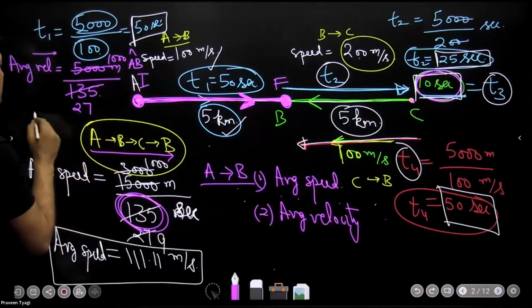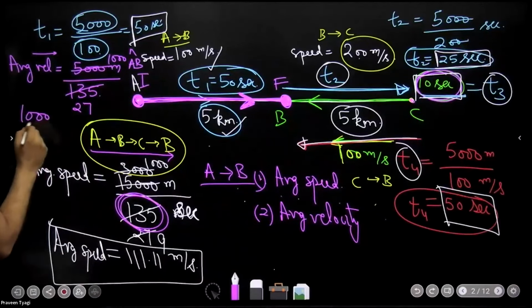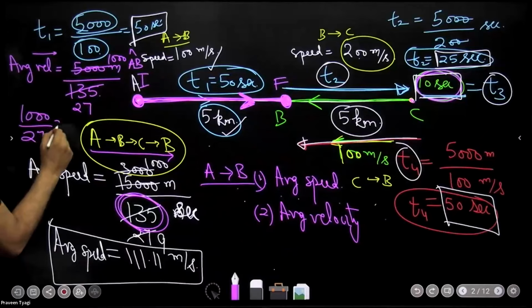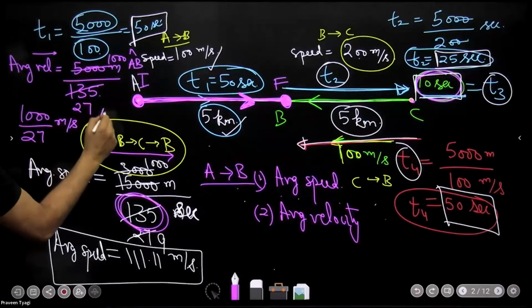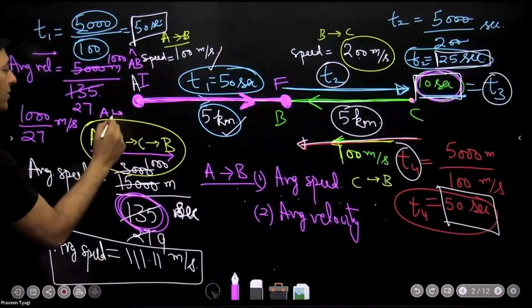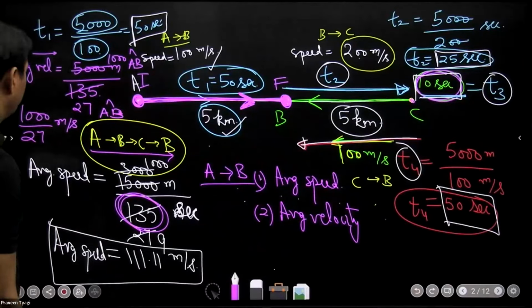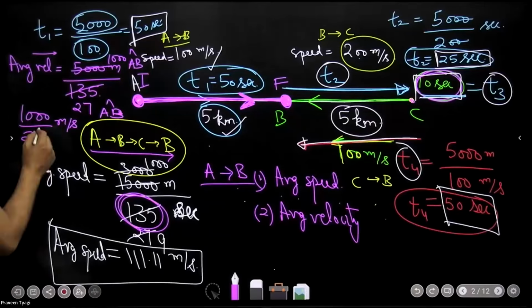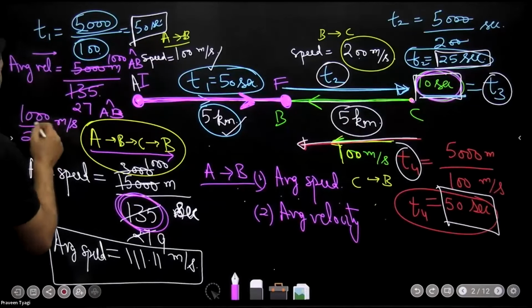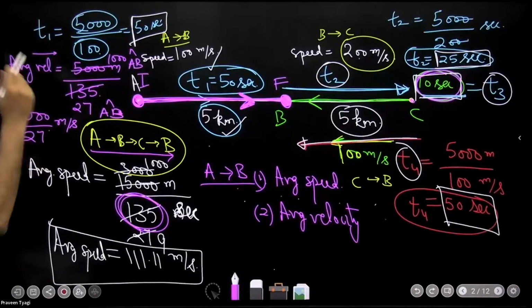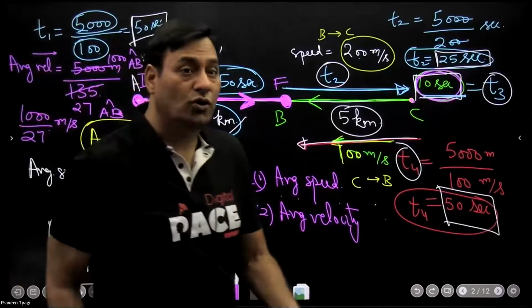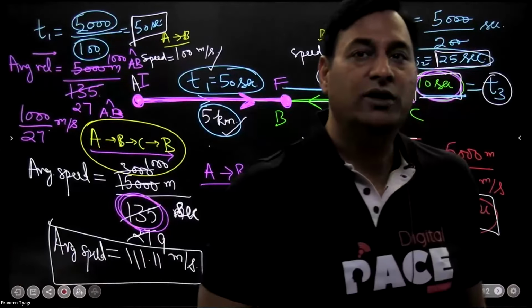1000 upon 27 meters per second, and it is directed from A to B, or AB cap. This is how we'll write it. Now, this is roughly 37, I guess. 37 point something.